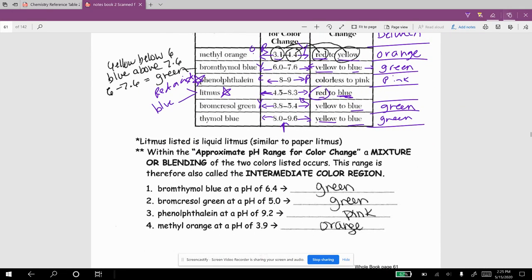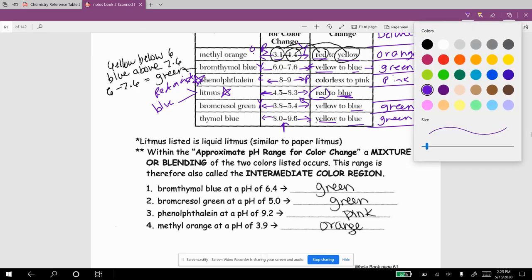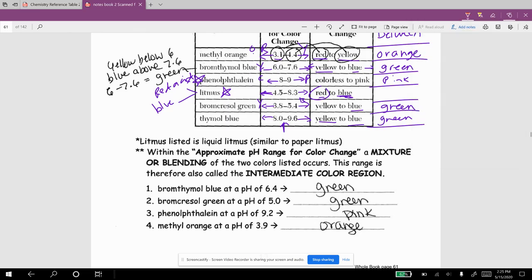Okay, so bromothymol blue, pH of 6.4. I'm going to change the color of my pen just to make it look a little bit easier. So what color will stand out against that purple? I think orange will clash really nicely. Okay, so bromothymol blue at a pH of 6.4. First find bromothymol blue, that's right there. And now 6.4 is right in between 6 and 7.6. So that means it's going to be between yellow and blue, which means I mix the two colors together, or what color is between on the rainbow? Green.